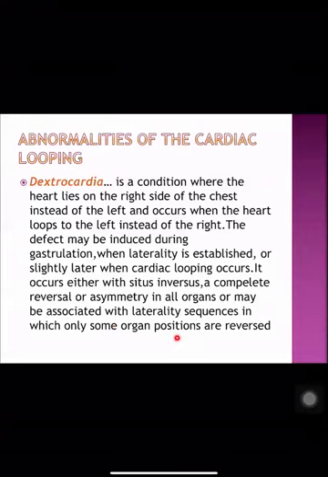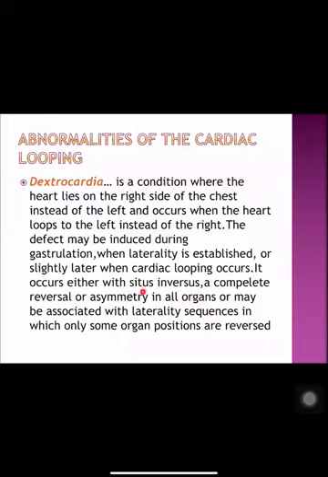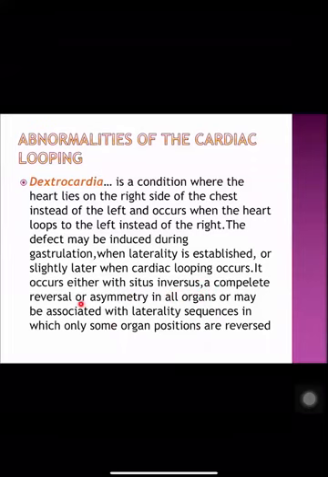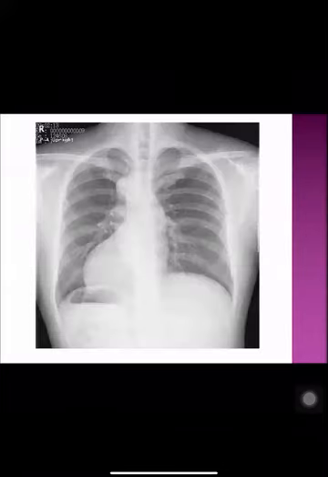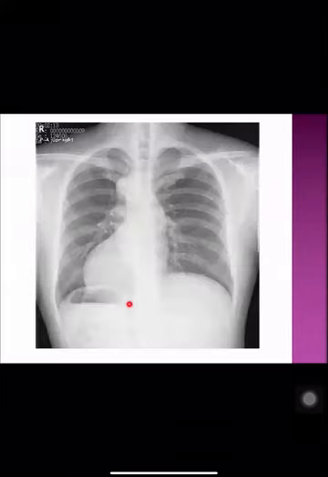And this condition either occurs as part of situs inversus, which is a complete asymmetry of all organs, or it is associated with a change in the position of only some organs. This is a chest X-ray showing the heart on the right side of the chest.